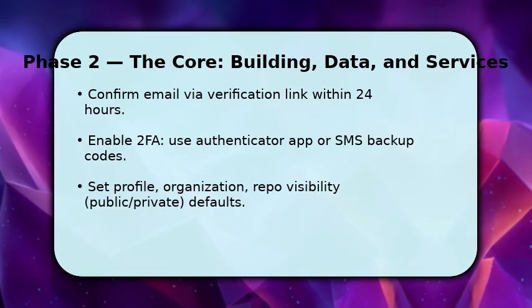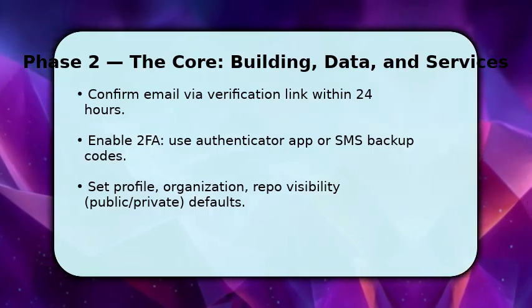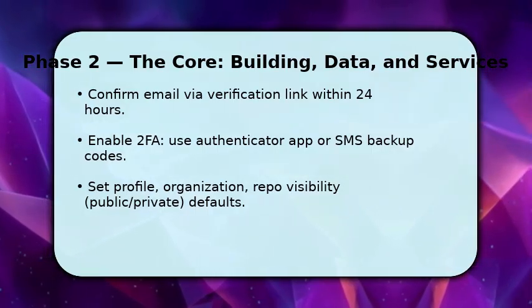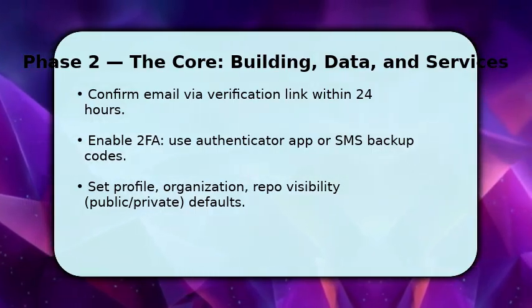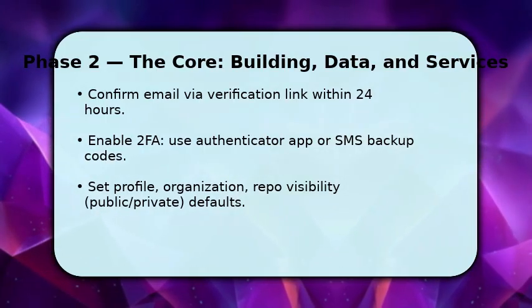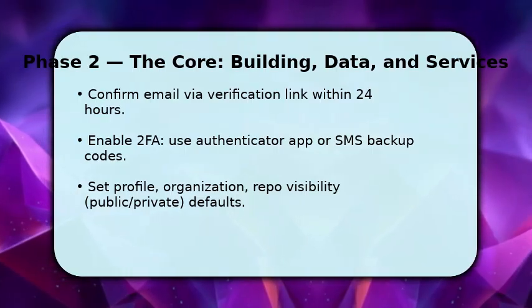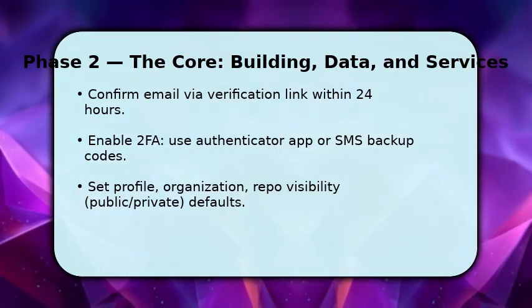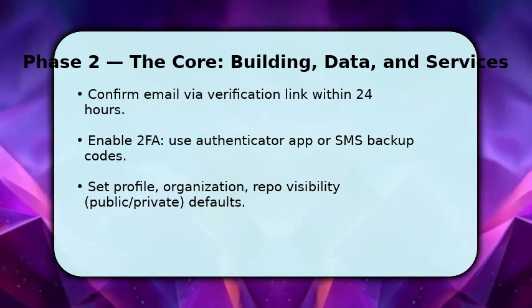Next, configure your profile and create an organization if you need team repos. Choose default visibility for new repositories, public or private. Make sure to connect your local Docker CLI by running docker login and entering your new credentials, so you can push and pull images right away.